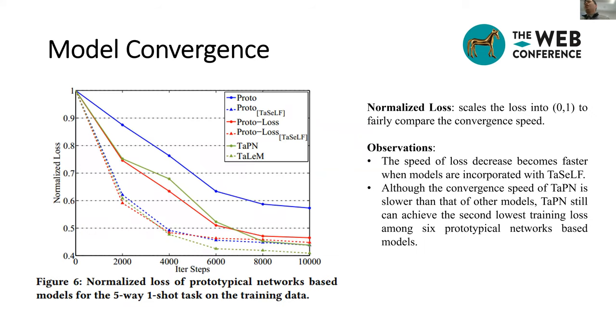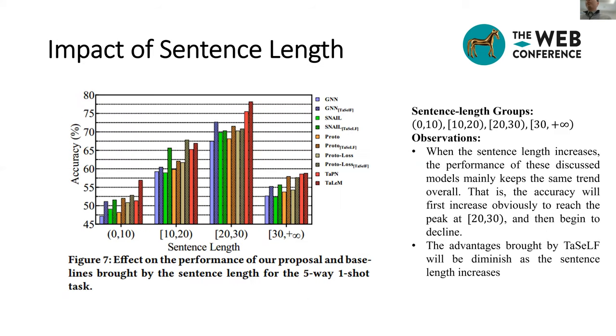We also analyzed the model convergence based on a metric of normalized loss. From this figure, we can find that when models are incorporated with task self, the speed of loss decrease becomes faster. And the TAPM still can achieve the second lowest training losses among six prototypical network-based models.